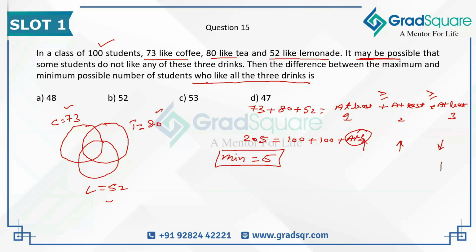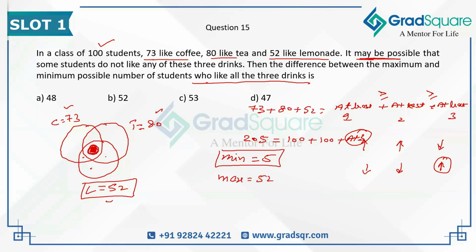Now do the reverse of this. You want to maximize this, which means you need to minimize the others. But we also need to understand what the maximum possible value of this can be. Can it be greater than 52? It cannot be greater than 52, because if this value turns out to be greater than 52, then some of these values will become negative, which is not allowed because you are looking at the number of students. So the maximum possible value of at least 3 will turn out to be equal to 52.